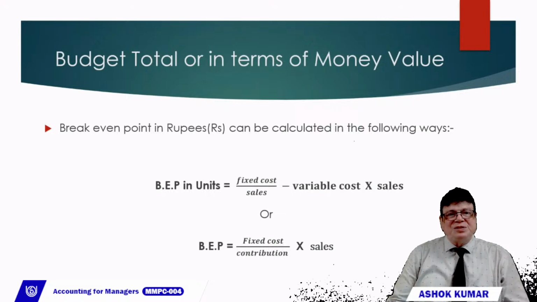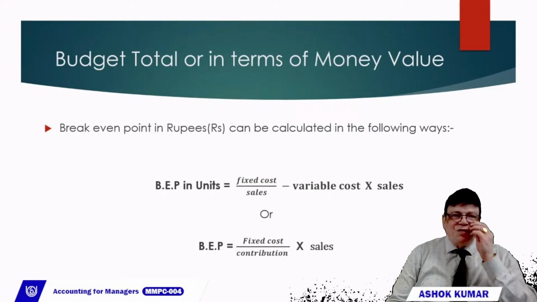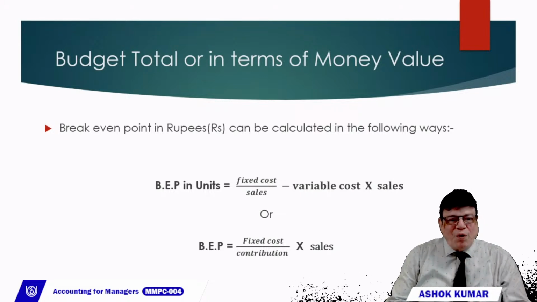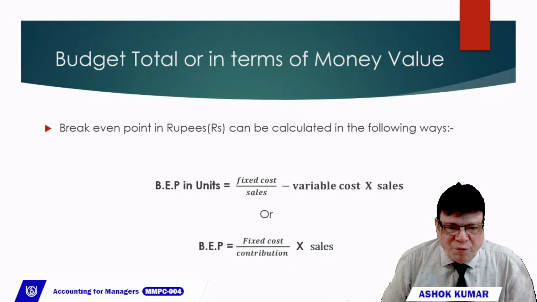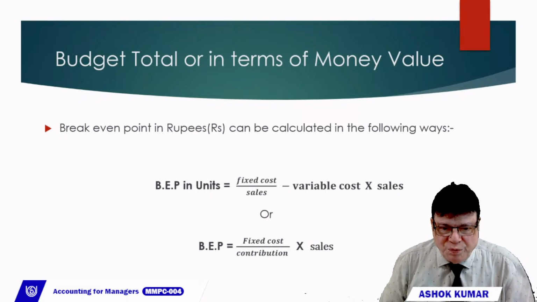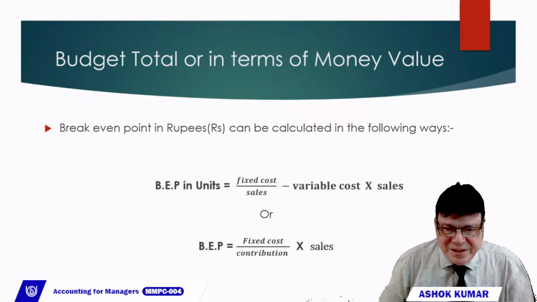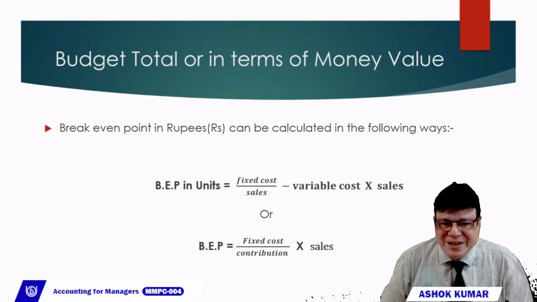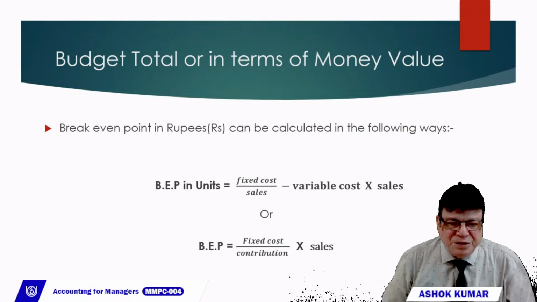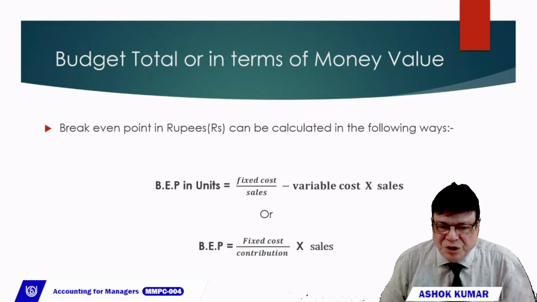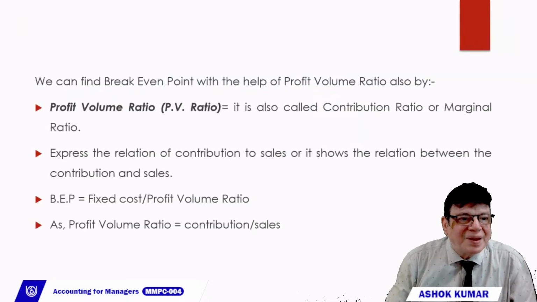Now in terms of money value, break even point in rupees can be calculated. The formula is break even point is equal to fixed cost divided by sales minus variable cost, multiplied by sales. Or break even point is fixed cost divided by contribution multiplied by sales.